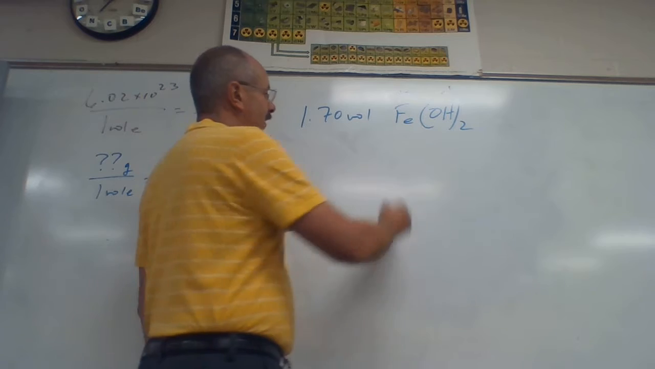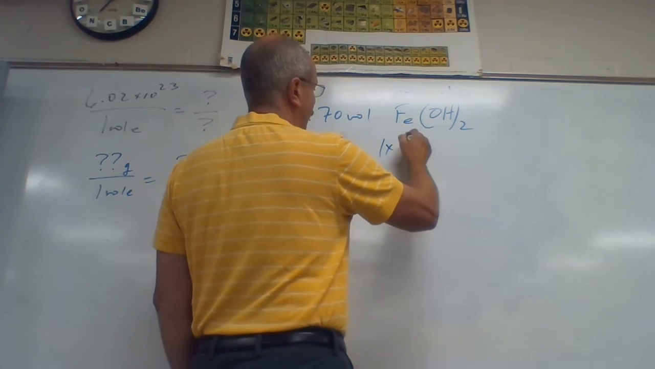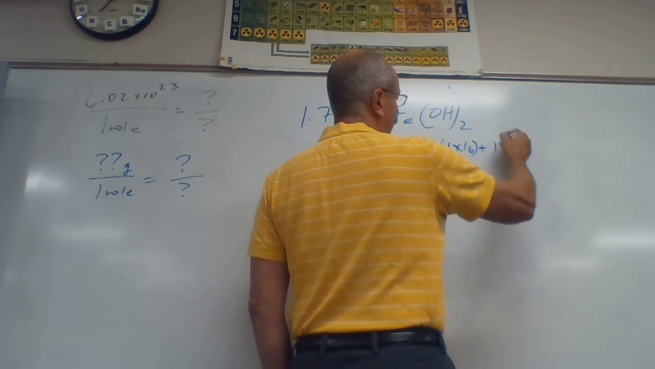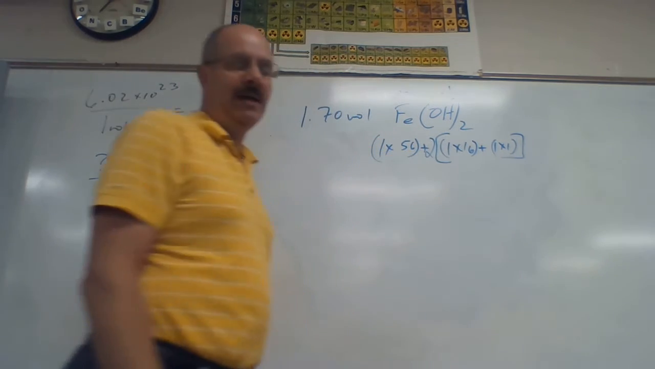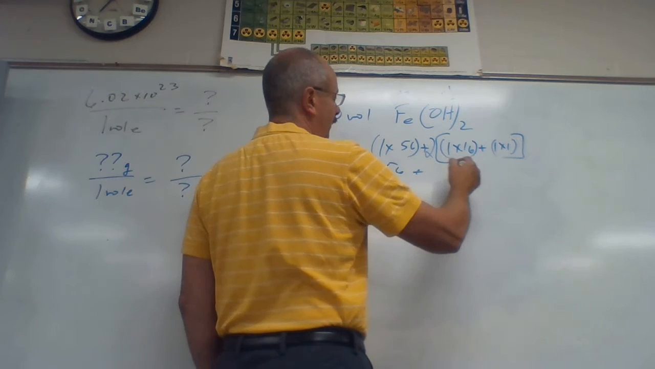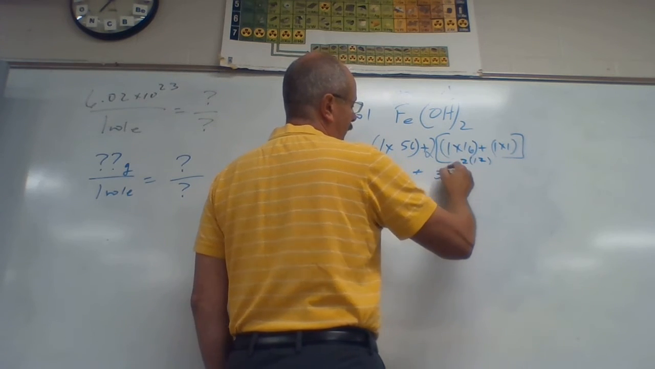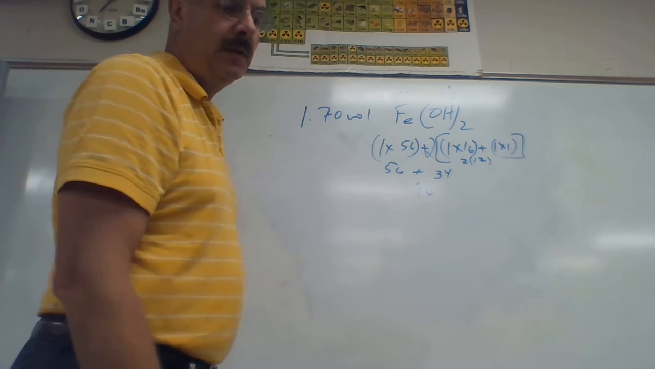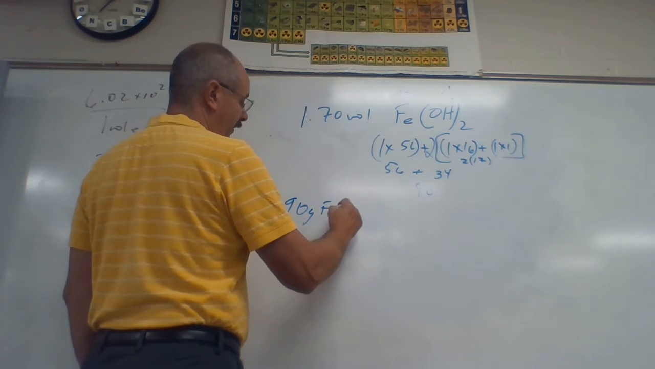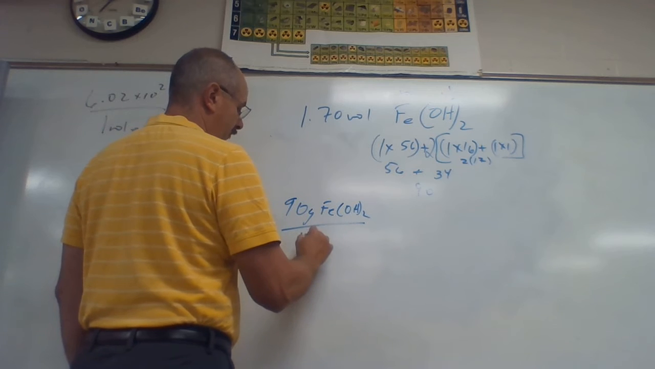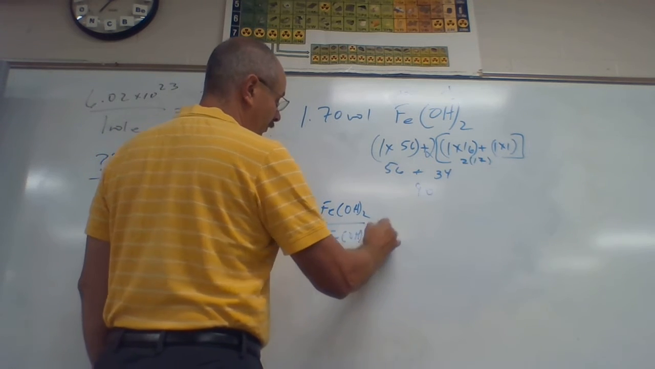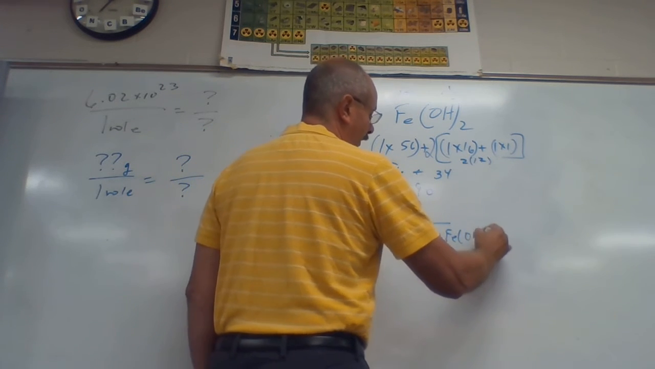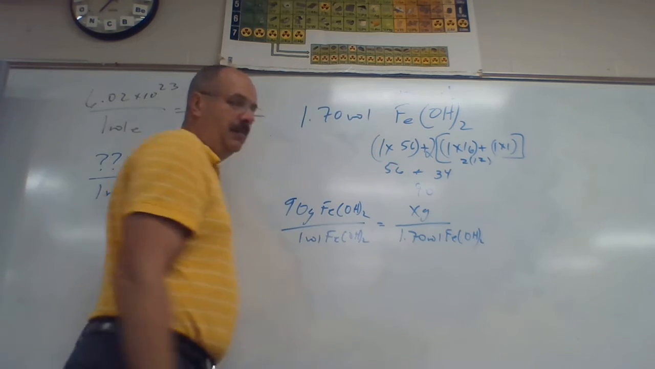Now I figure out my molar mass. I got 1 iron times its mass, 56, plus 1 oxygen times 16, plus 1 hydrogen times 1, and all of that times the 2 on the outside. So that's 56 plus, this is 17 times 2, so that's 34. Add that up, that's 90. So 90 grams of Fe(OH)2 if I have 1 mole of Fe(OH)2. If I don't have 1 mole, I got 1.70 moles of Fe(OH)2. Now I want to find out X grams of that.